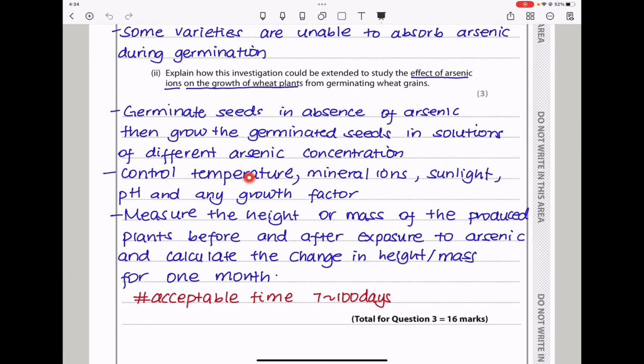In the experiments, control temperature, mineral ions, sunlight, pH, and any other growth factor. Then measure the height or mass of the produced plants before and after exposure to arsenic, and calculate the change in height or mass after a period of 1 month. Acceptable time is between 7 to 100 days. So this brings us to the end of question 3. Let's continue to question 4.